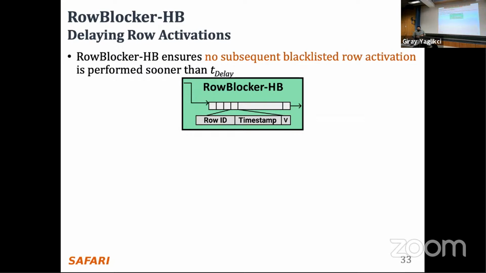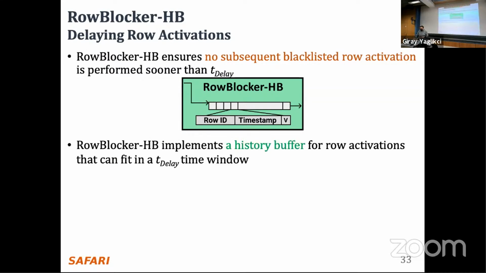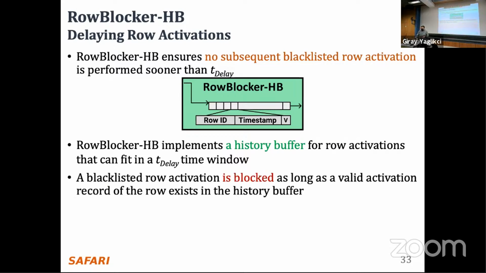Okay, so RowBlocker-HB, the history buffer, ensures that no subsequent blacklisted row activation is performed sooner than this tDelay time window. To do so, it implements a history buffer that contains the information of all row activations that can fit in a tDelay time window. And a blacklisted row activation is blocked as long as a valid activation record of the row exists in the history buffer.